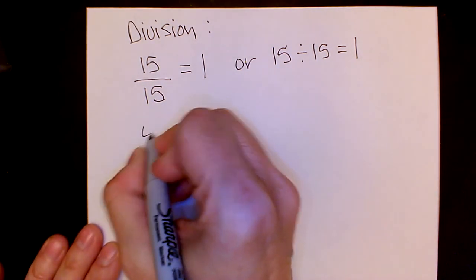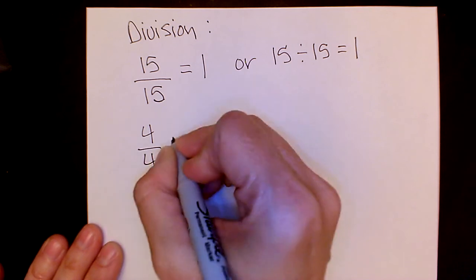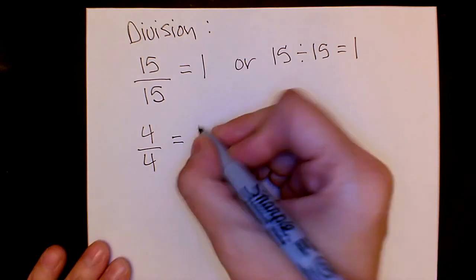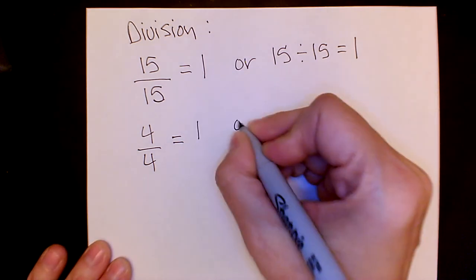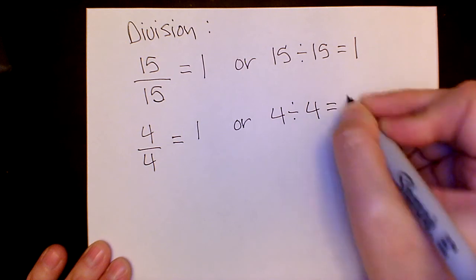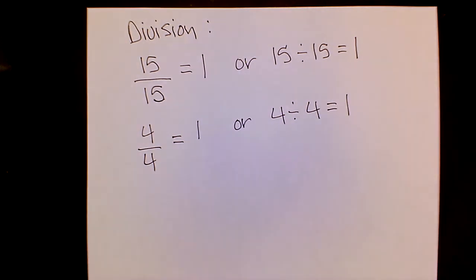What's 4 divided by 4? How many times does 4 go into 4? Or how many groups of 4 can be made with just 4? 1. So whenever you have a number divided by the same number, it's always 1.